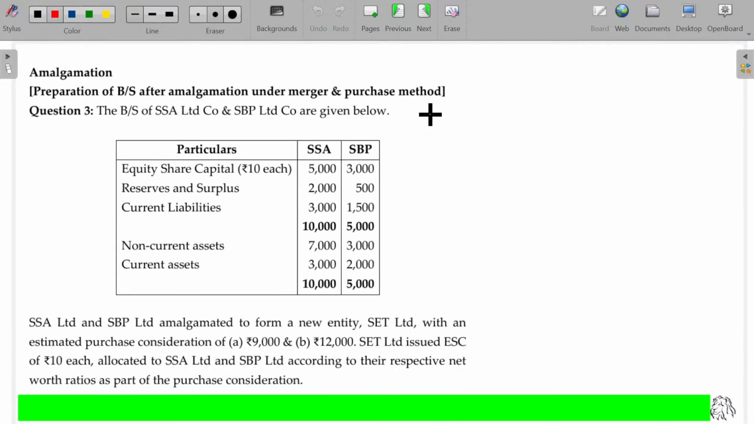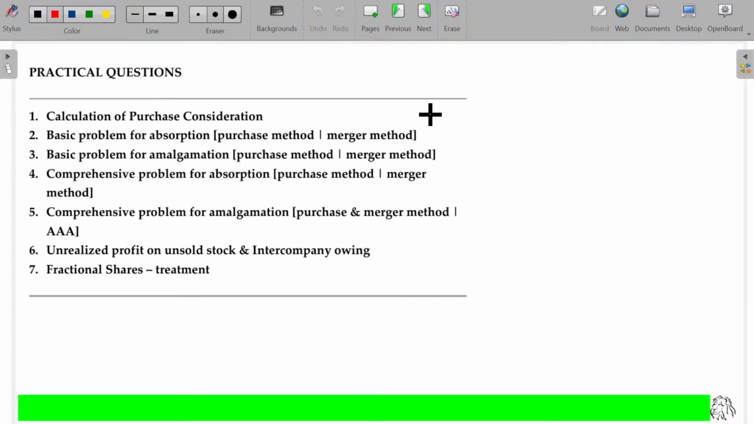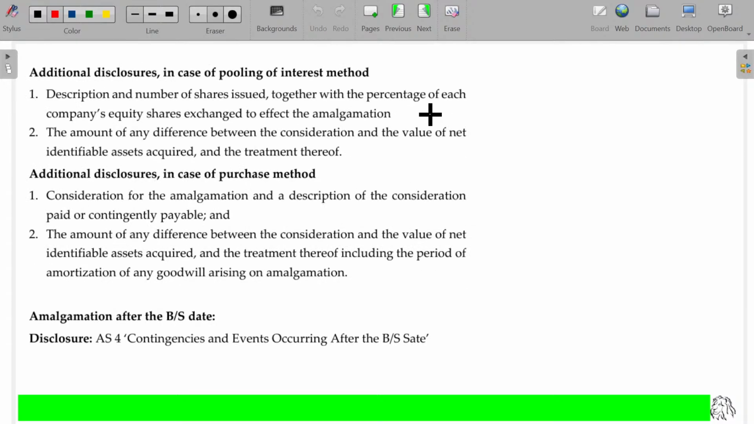Hope now we'll be able to understand one additional adjustment. So illustration after illustration will now include additional information.